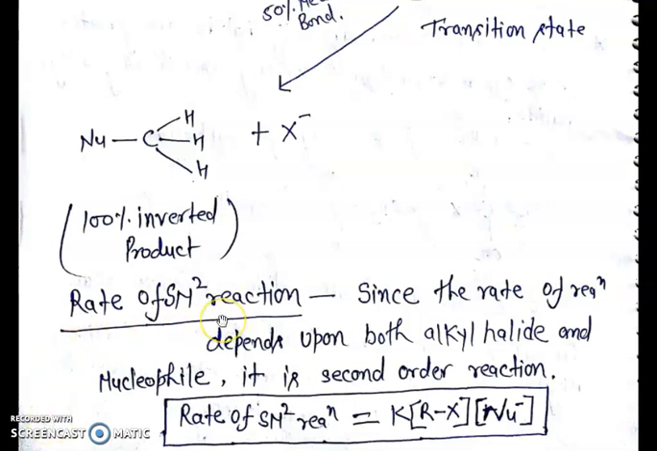Rate of SN2 reaction. Since the rate of reaction depends upon both alkyl halide and the nucleophile, it is the second order of reaction. The rate of SN2 reaction is equal to K into the concentration of alkyl halide and the concentration of nucleophile. It represents that the rate of SN2 reaction depends on the concentration of alkyl halide and the concentration of nucleophile.